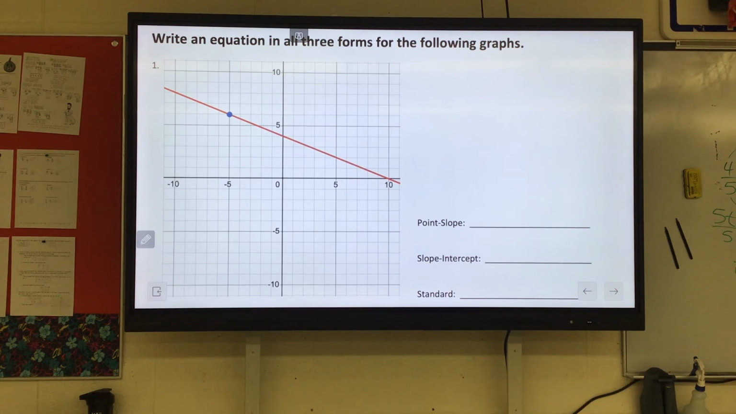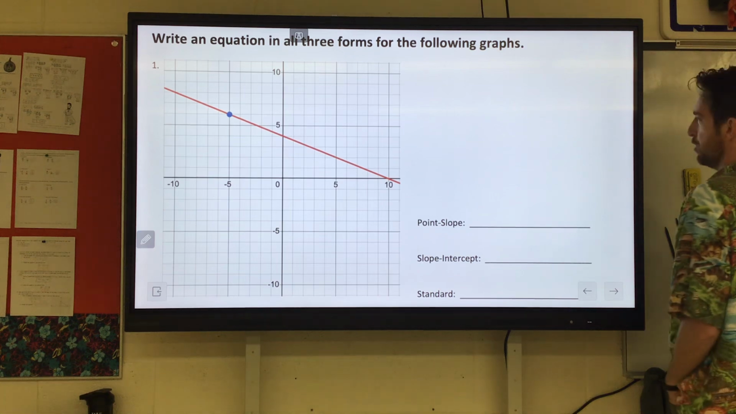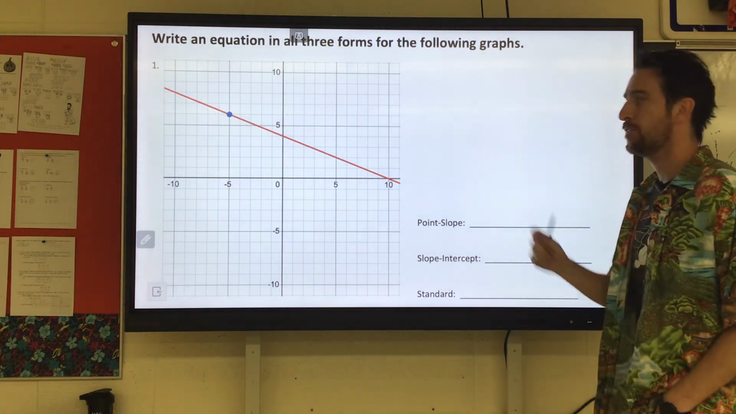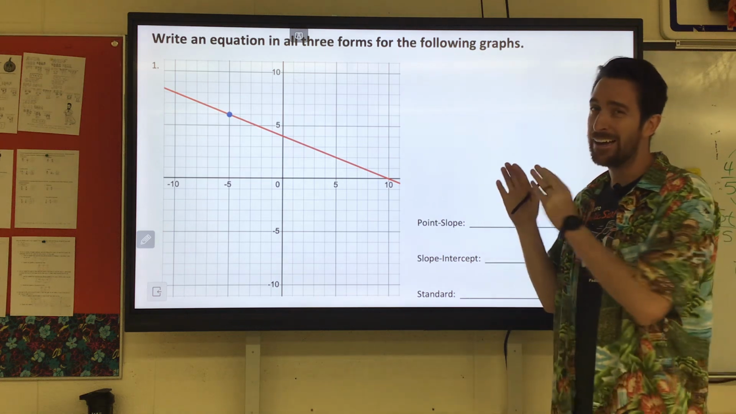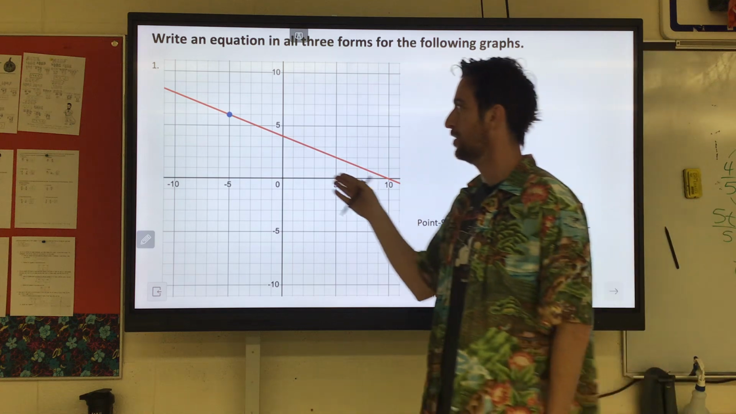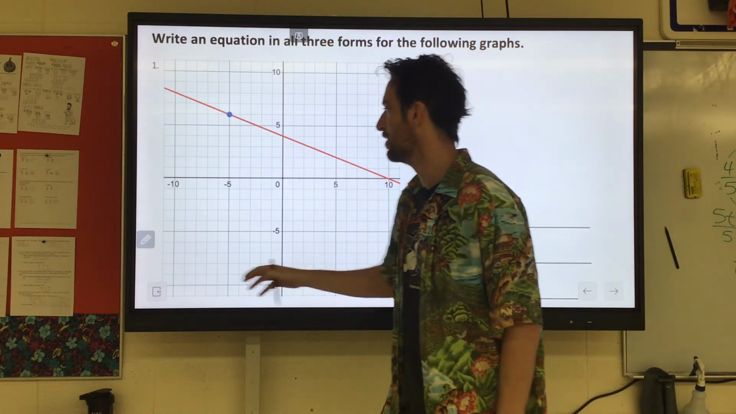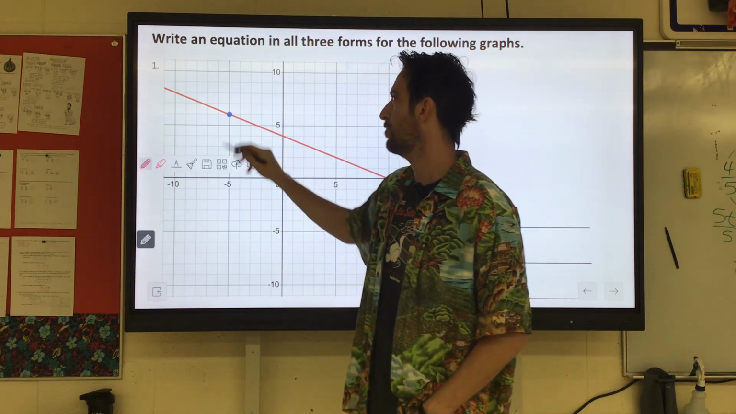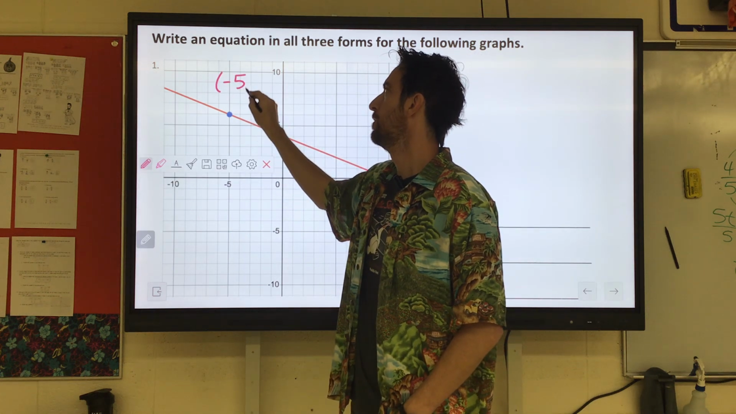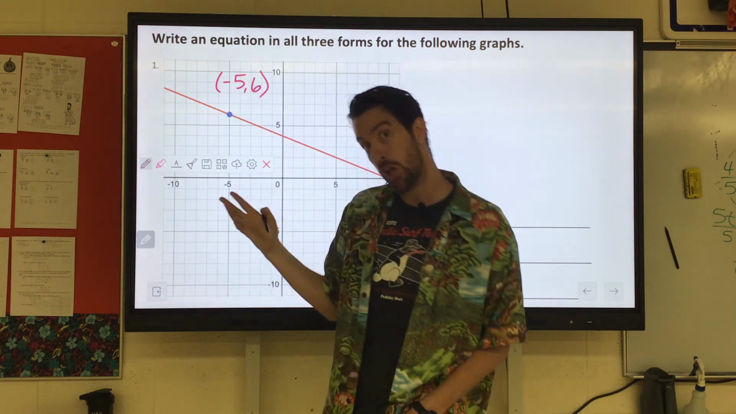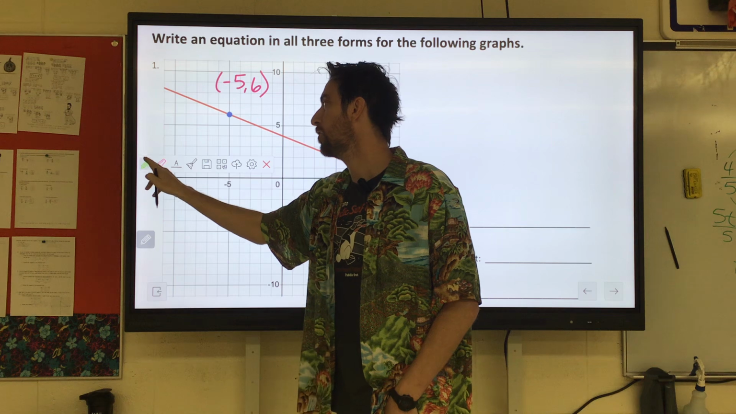Today we're going to review, kind of work in between all three of the forms: point-slope, slope-intercept, and standard form. If you look here, they gave us a graph and they highlighted a coordinate for us to use. Now let's figure out what that coordinate is. It's to the left 5, it's up 6, so that coordinate would be negative 5, 6. We're going to need that when we put it into point-slope form. There's our point. Now point-slope form, we're going to need the slope as well.